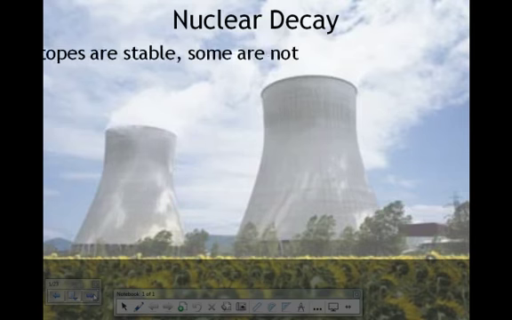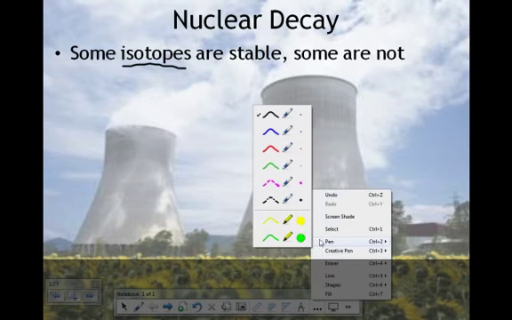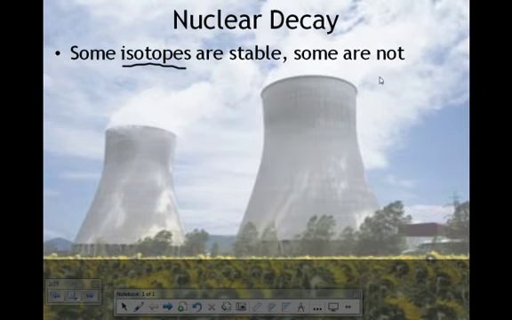The first thing that you need to understand about nuclear decay is that atoms come in various isotopes. Some isotopes are stable and some of them are not. But let's remember, what in the world is an isotope in the first place? Remember, an isotope is an atom that's got the same number of protons but a different number of neutrons. Like carbon has 6 protons always. But carbon-12 is going to be the kind of carbon that has 6 protons and 6 neutrons. Carbon-14, on the other hand, has 8 neutrons and 6 protons.